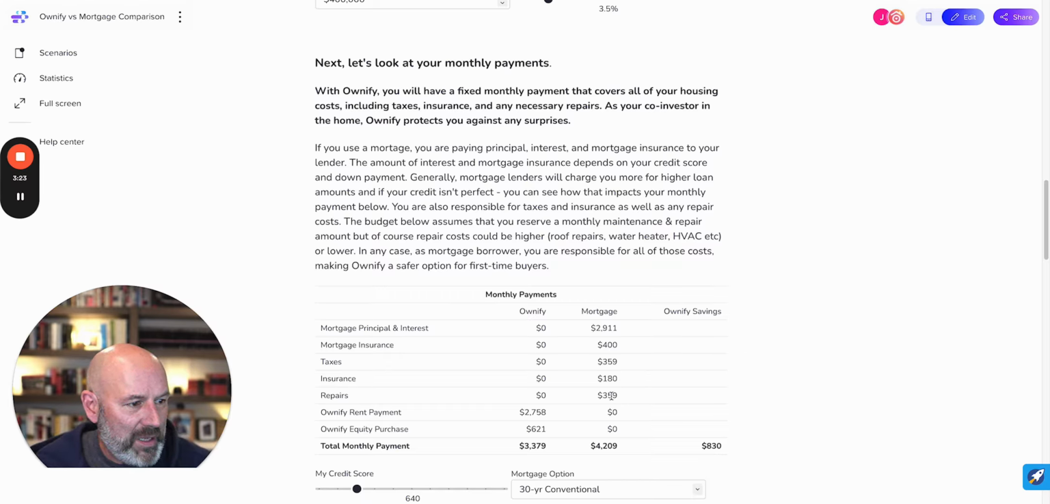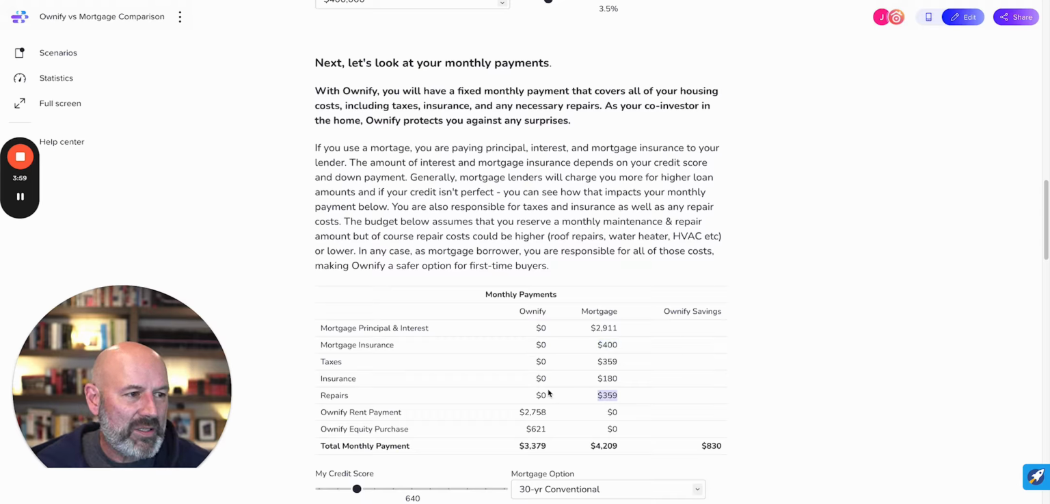So all of those payments together is about $4,200, $4,209, compared to an Ownify payment of $3,379. So significant savings here. And one of the things that is important to understand is most of the time when you look at mortgage calculators, you'll see the principal and interest number. You might see the mortgage insurance number, maybe taxes and insurance. Often those calculators forget about the repairs that you are on the hook for. And this is an estimate. It could be higher, it could be lower.